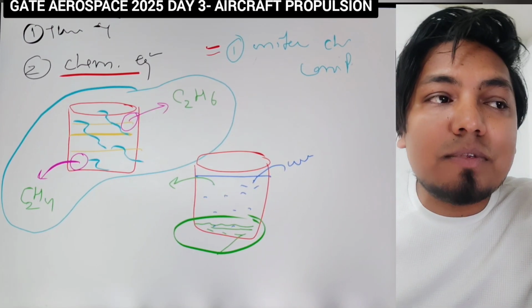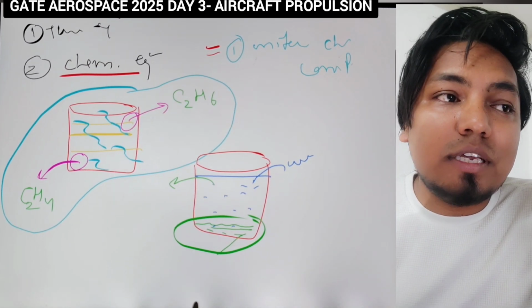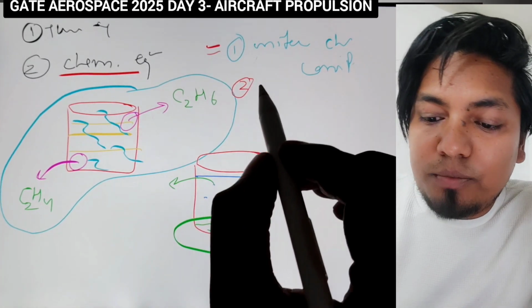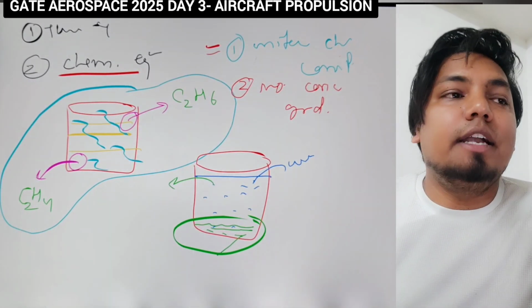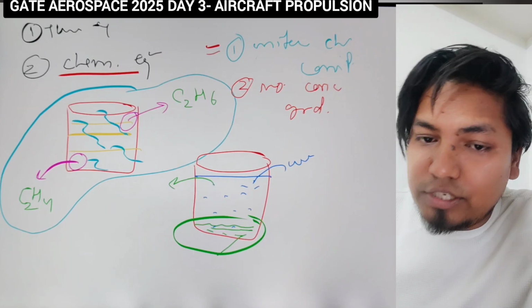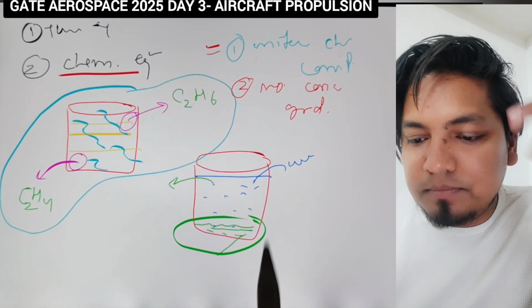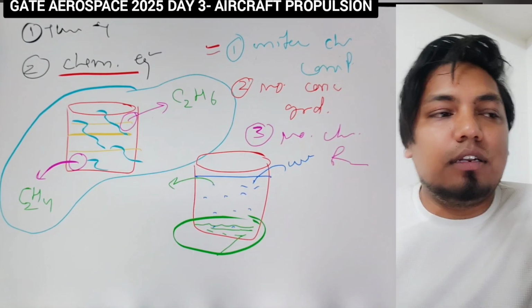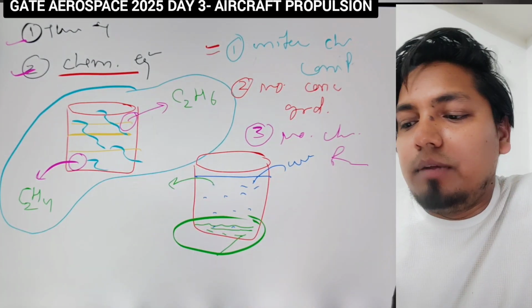That kind of situation also comes under chemical equilibrium because it is related to the molecules. So this time we say no concentration gradient. Again gradient is coming into the picture. No concentration gradient. And next, chemical reaction should not take place. So no chemical reaction. This was the second type of equilibrium.